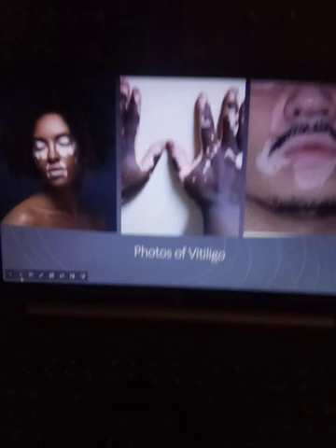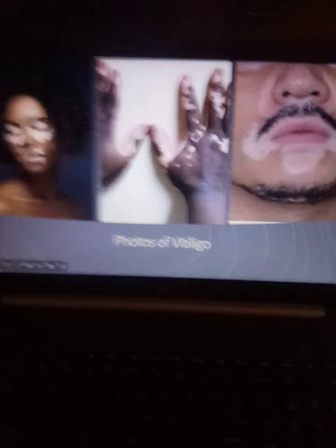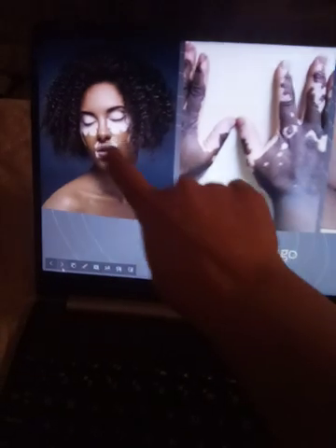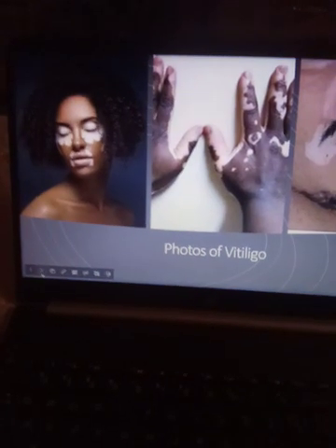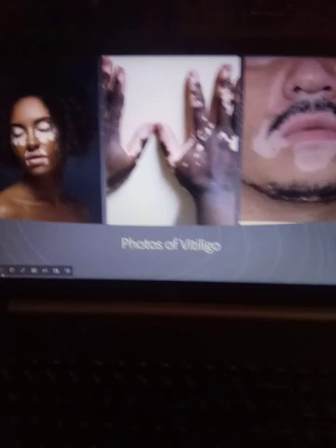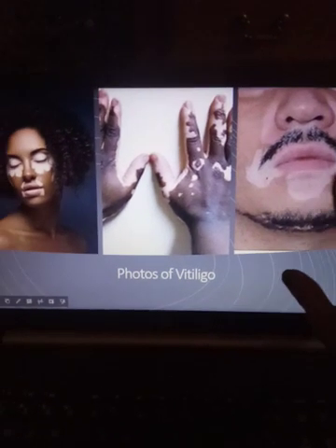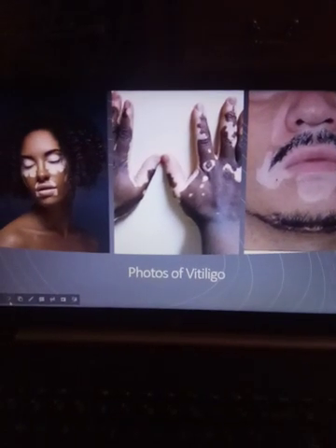Okay, the next slide is photos of vitiligo, and you can see in the first picture that the girl has it around her eyes and around her mouth, and that's usually where people have it, and their hands. And again, here's someone with it around their mouth and nose.